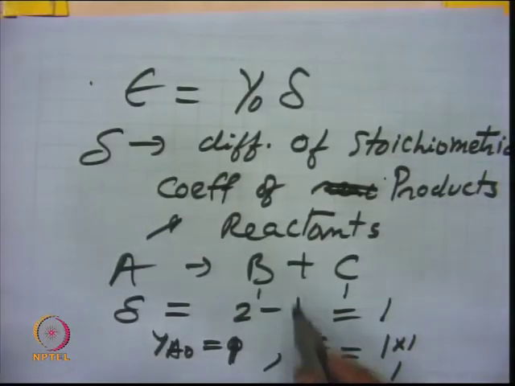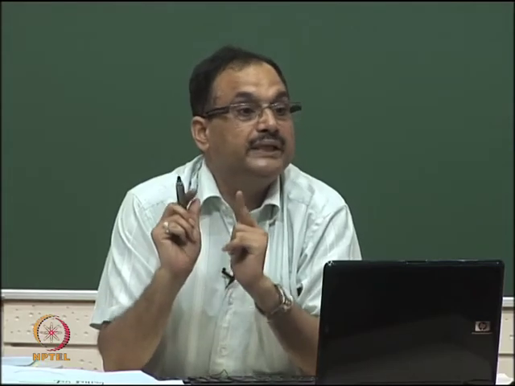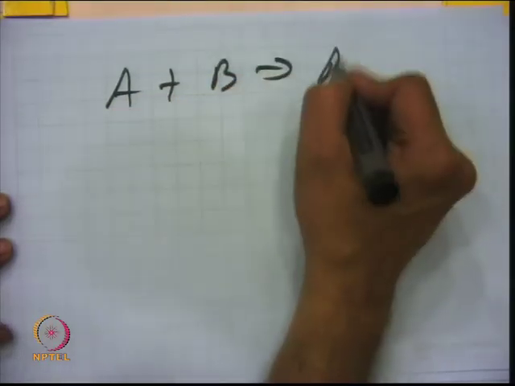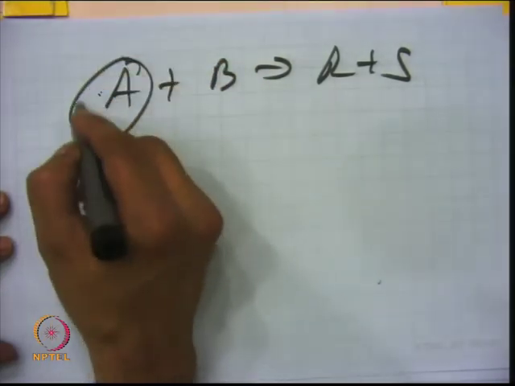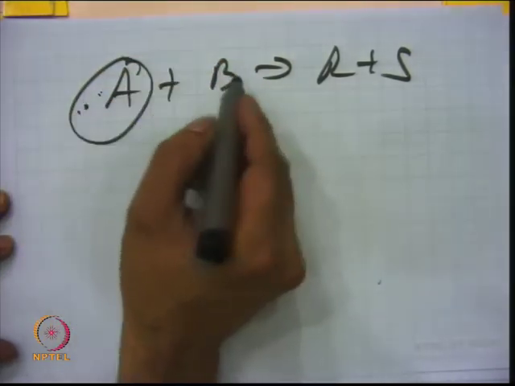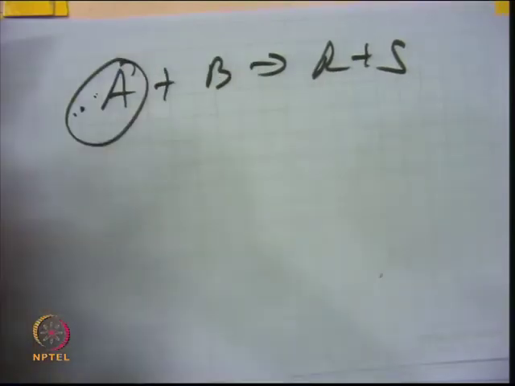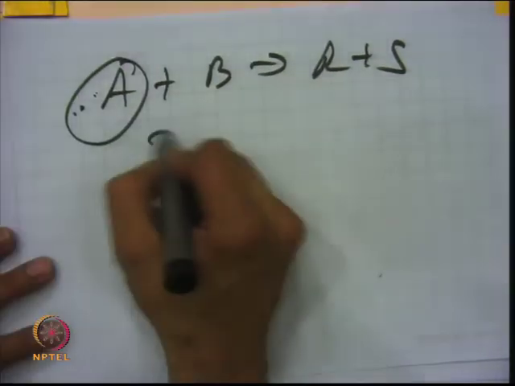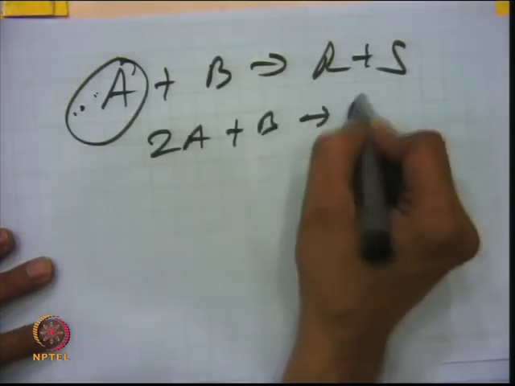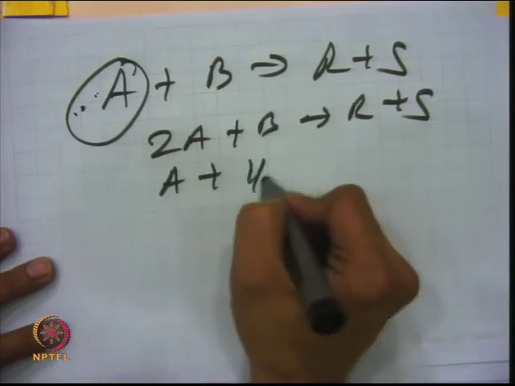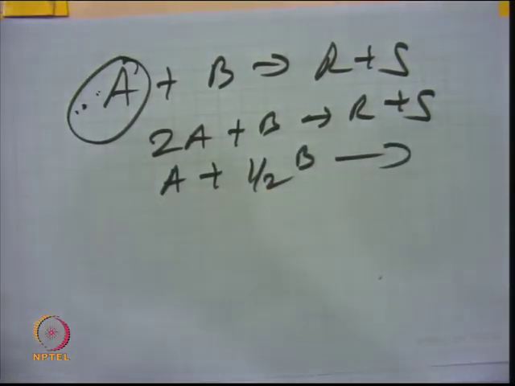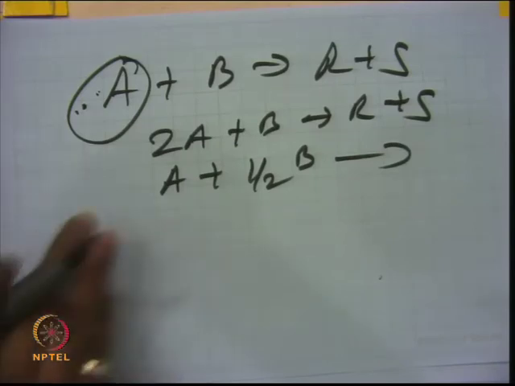So, either you do by this or this, but one thing is clear: it should be defined based on the limiting component. Limiting component means, suppose I have A plus B gives you R plus S, and I say that A is the limiting component, then your epsilon will be defined based on A. It means the second component is in excess. If they are in stoichiometric proportion, and it is 2A plus B is equal to R plus S, then if this is the limiting component, you write the expression in the form like this, and you must have read that in your homogeneous reaction kinetics.